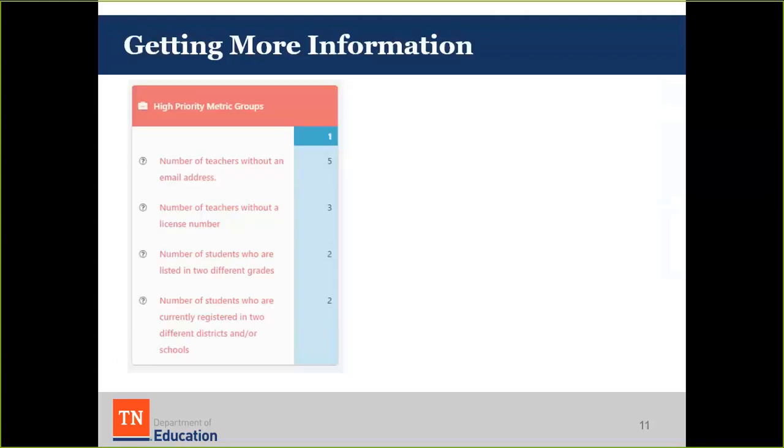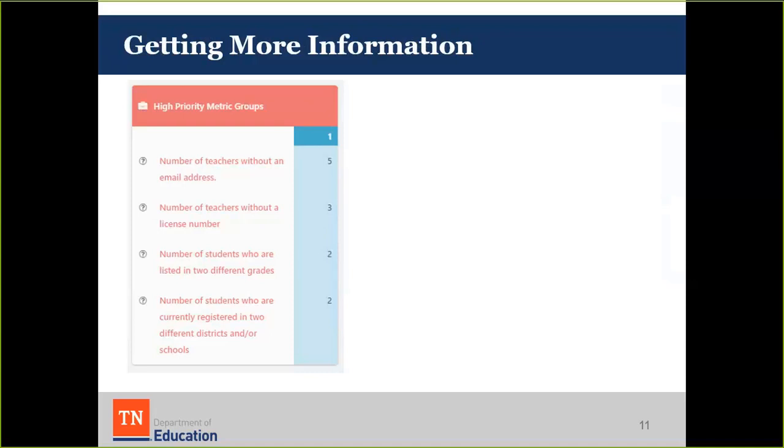So let's talk about how you're going to get some more information out of the visibility tool. One of the things you're going to see is that possibly on your page you may have a high priority metric group in red. That means there's some kind of problem. As you can see here, there's a number of problems for the district that I chose to pick on. We will leave them nameless.